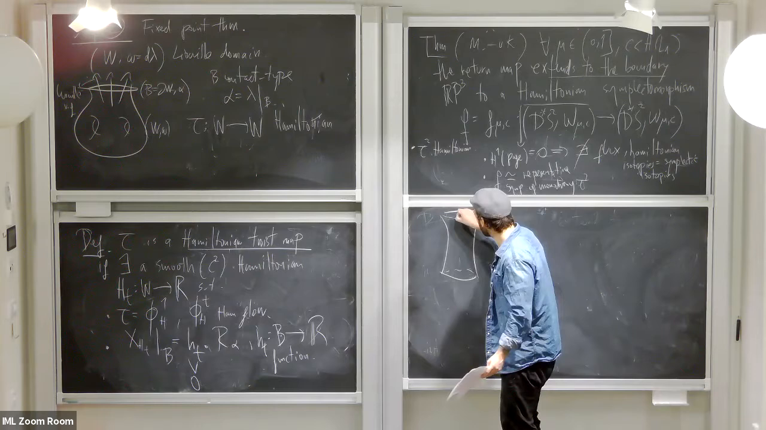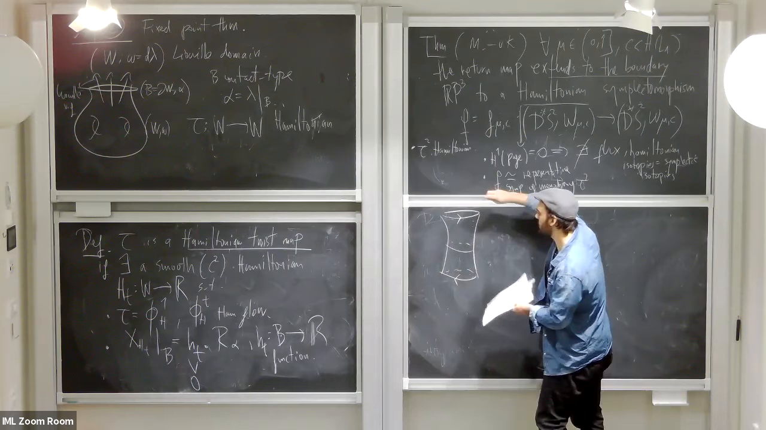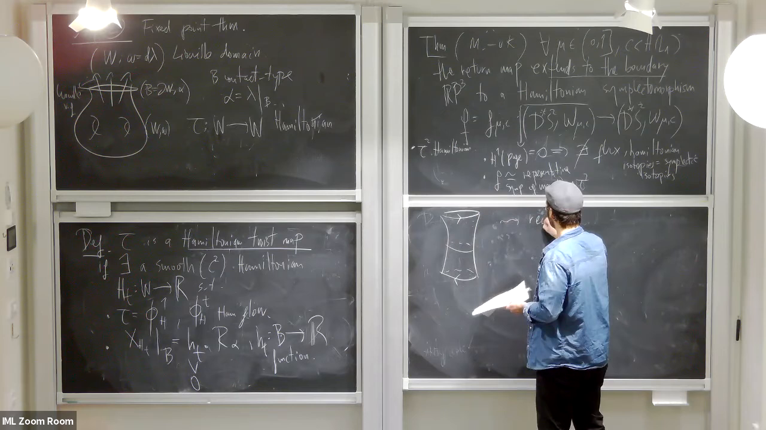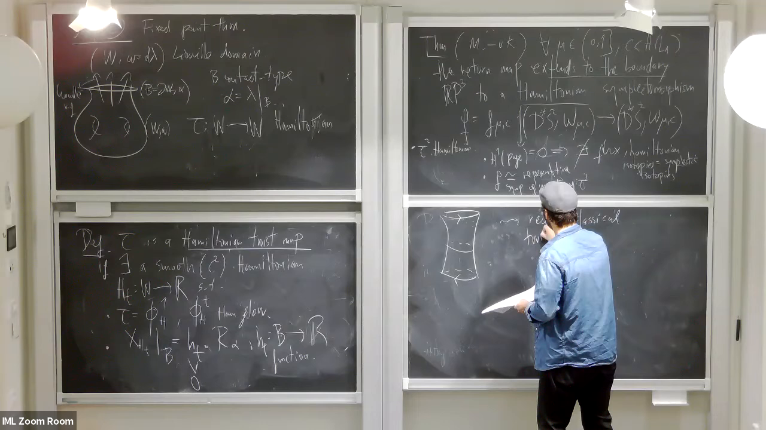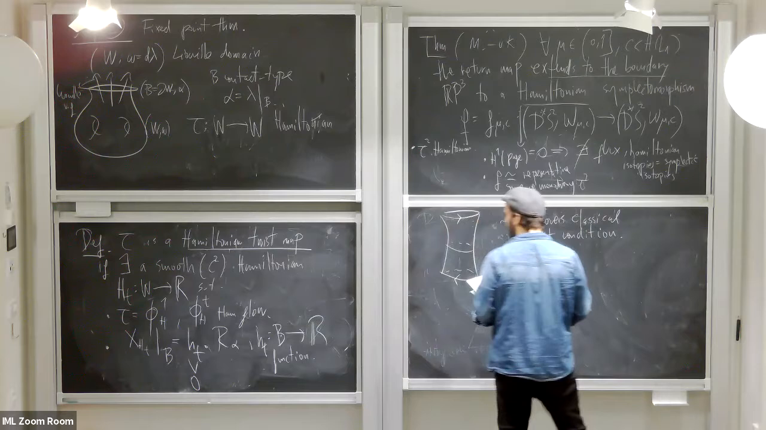But the definition of Hamiltonian twist map just means that at the boundary, the Hamiltonian vector field runs in the positive direction of the Reeb flow. But because of orientations, in the case of the annulus whose boundary is disconnected, running in the positive direction of the Reeb flow means running in one direction in one of the components and in the opposite direction on the other one. So this twist condition recovers the classical twist condition. So at least this is a Hamiltonian version of what it means to be a twist map.